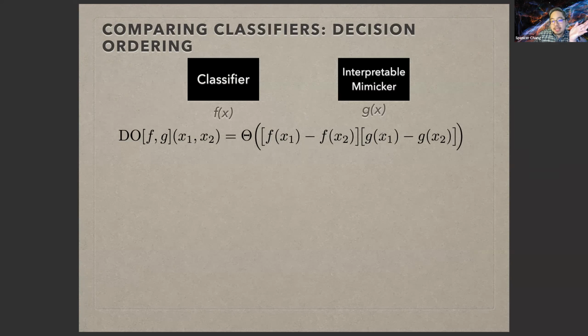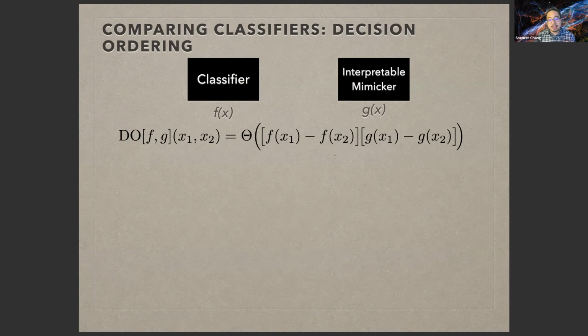So if it's a positive argument, it says that f and g agree about the ordering of x1 and x2 in terms of their signal, how signal-like they are. Because if this is positive, then x1 is more signal-like than x2 from the point of view of f. And if this is positive for g, then g also agrees. It could be the other way. They're both negative, so they think that x1 is more background-like than x2, but they agree on the ordering.